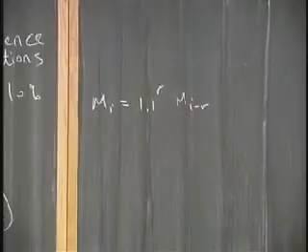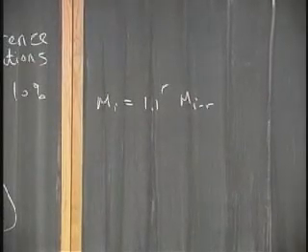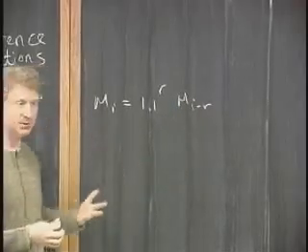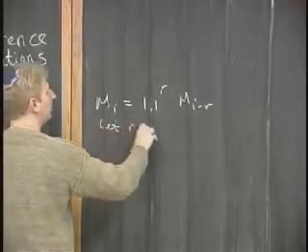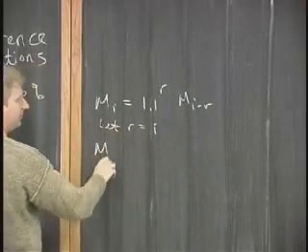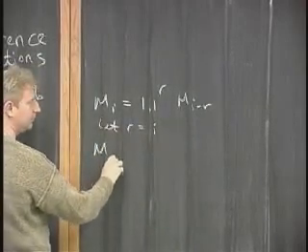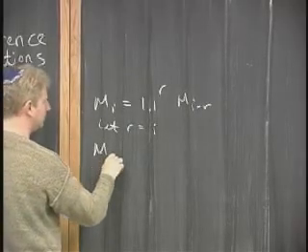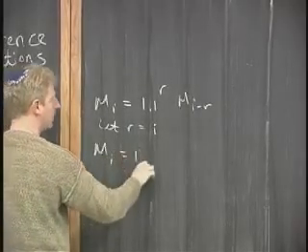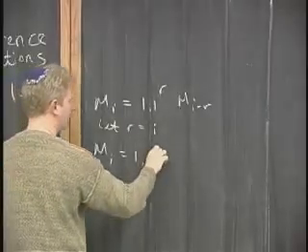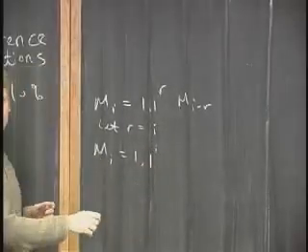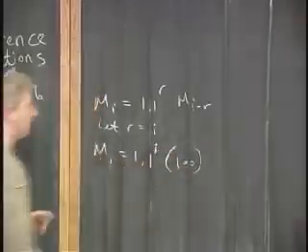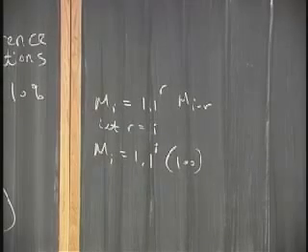And what should r be so that m_{i-r} becomes m_0? r should be equal to i. So if I do it i times, let r equal i, then I get m_i equals 1.1 to the i times m_0, which is 100. So there's a formula for how much money I have after the ith year.